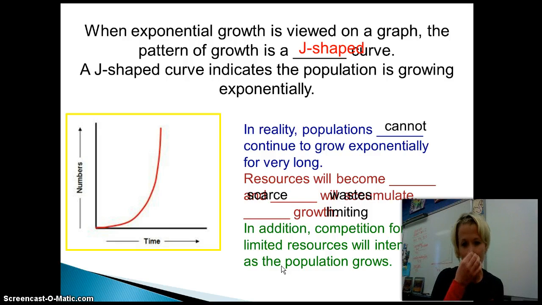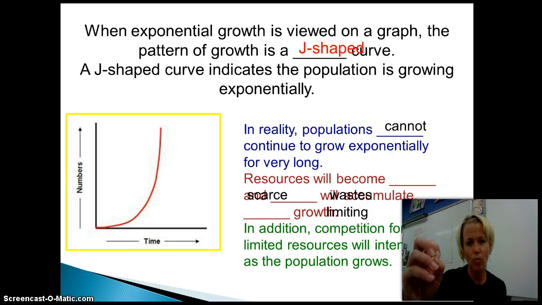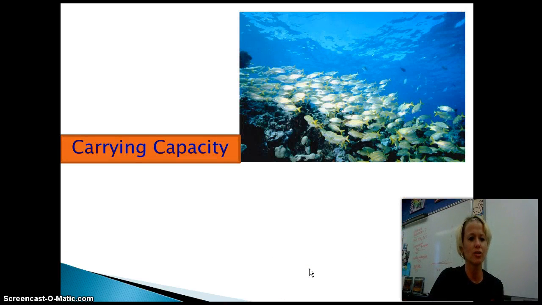So in addition, competition also. We're going to end up competing for resources. So you might run out, resources are going to become scarce, you might be living in your waste materials, but also you're going to be competing now with a lot more individuals. And so that's going to intensify as the population grows. And so at the top of all of this, we reach something called a maximum.